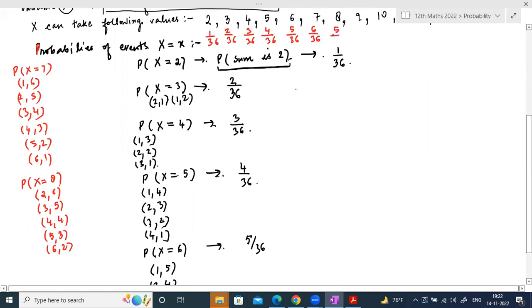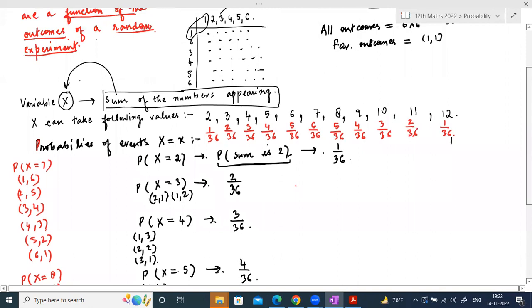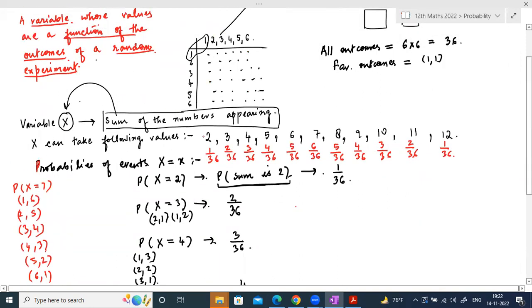So now you got the pattern. 5 by 36, 4 by 36, 3 by 36, and 2 by 36, and 1 by 36. Right?